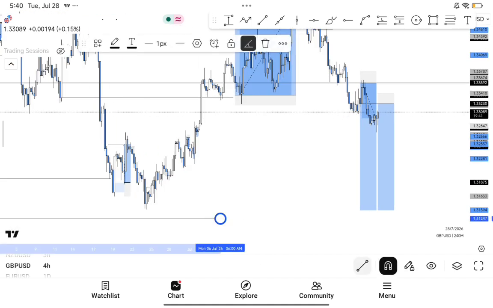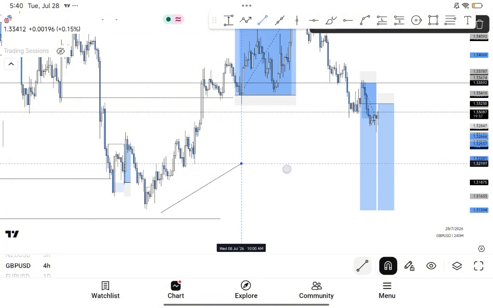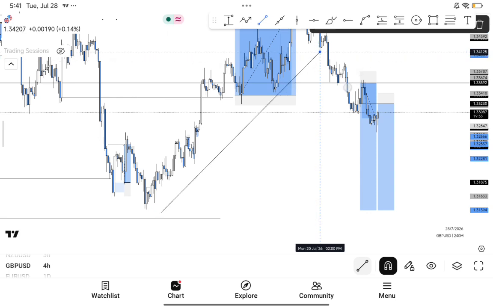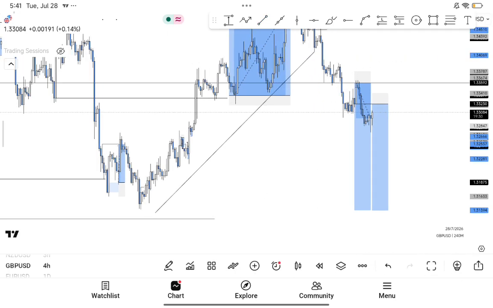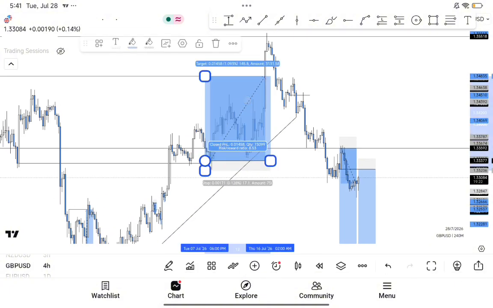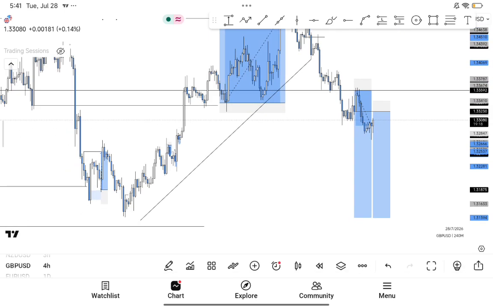So what I'm planning, I'm expecting the market and price to clear out this whole trendline liquidity right here. That's why I'm selling down. One is about 11 hours, the other one is about 10, which is about 21 hours. Then this one is about 8, which is about 29 hours.